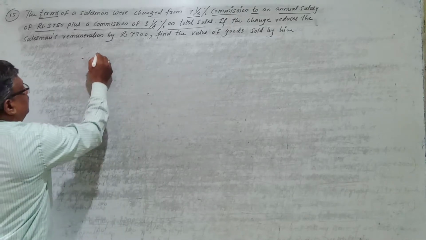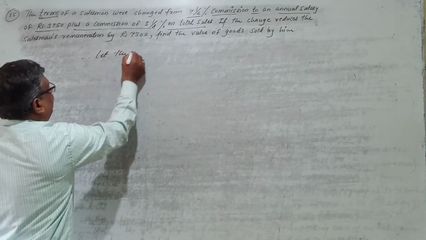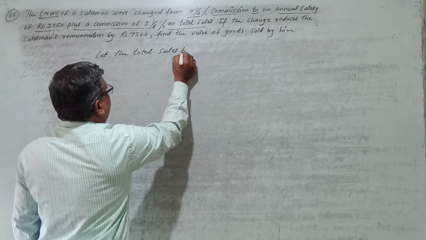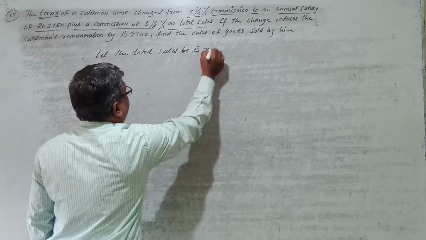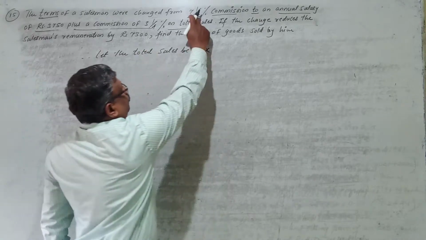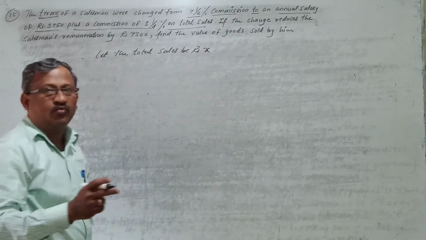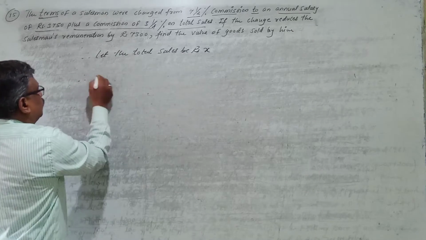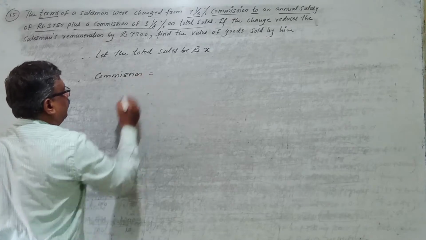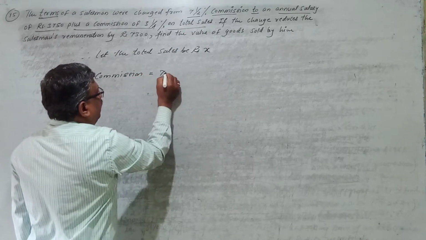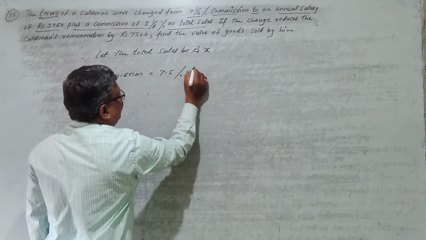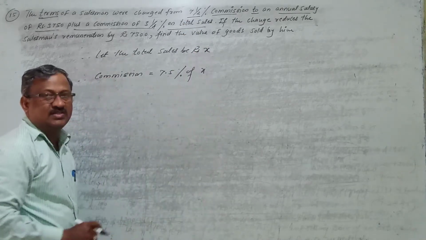So assume the sales, let the total sales be rupees X. Suppose sales are rupees X. Now previously he used to get only commission. So calculate what was his previous income. So commission equals to how much? It is 7.5% on X, that is all sales.